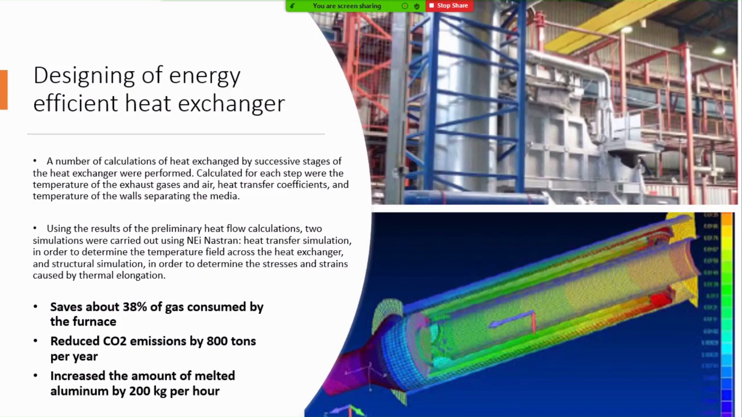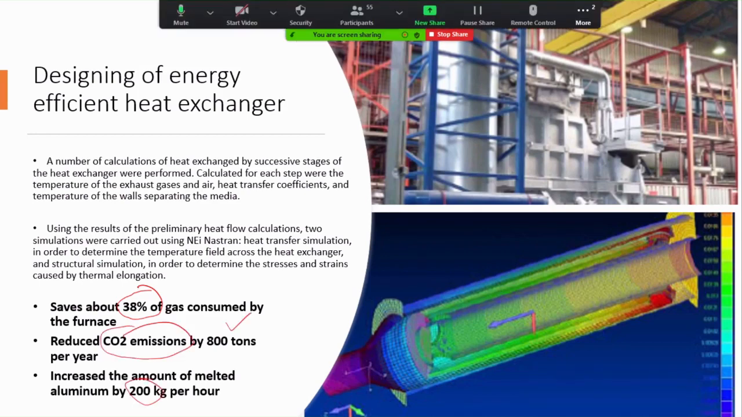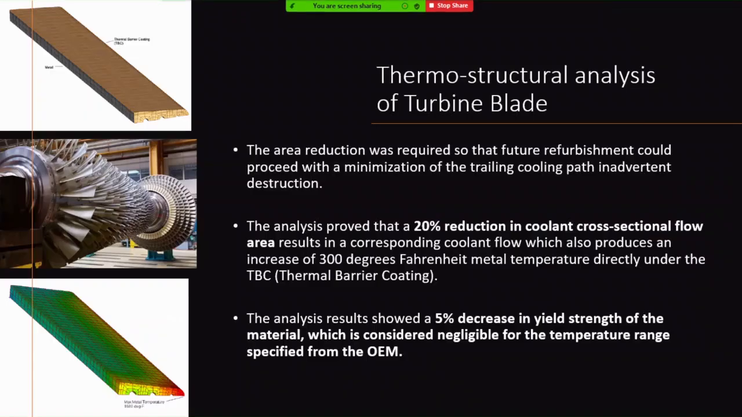This design will give an advantage over the previous design. What kind of advantage will it give? It reduces gas consumption by 38%. It reduces CO2 emission by 800 tons per year. So that is how much saving you are going to make. And it has also increased the melted aluminium used in the foundry by 200 kg per hour. So these new effective kinds of designs you can do. This is one example I told you. In a similar fashion you can find so many such examples. One more is a turbine blade example. You can just go through it.